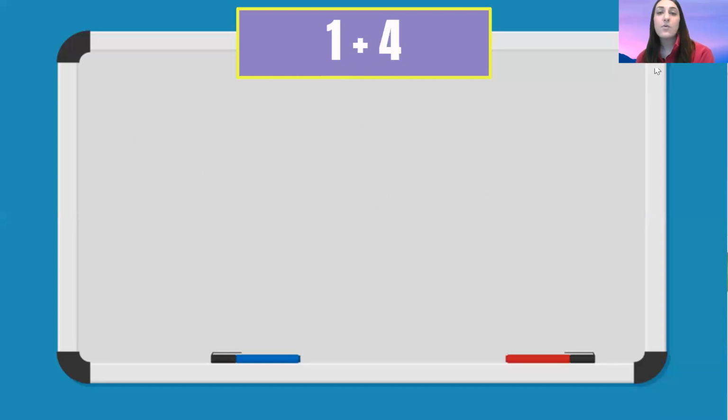1 plus 4. Now we have a plus sign, which means we're now going to add. Mr. Chad, add. The first amount is 1. So we're going to draw 1 circle to represent that number. Now we have to add 4 more. So we're going to draw 4 more circles to our picture.